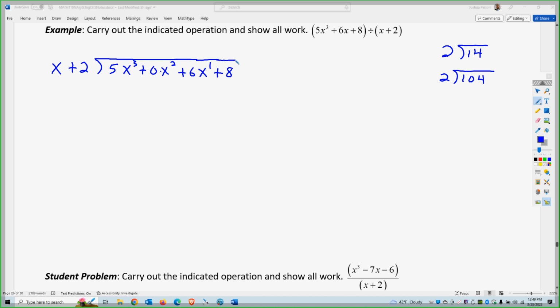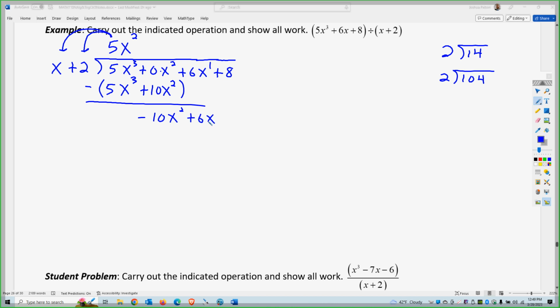Okay, so if I multiply this by 5, I'm just going to get 5x. So I need really an x squared there, so it'll give me 5x to the third. Then I multiply this times the 2, so I get 10x squared. And now what you notice is they actually line up properly. So when I subtract, I get negative 10x squared. We'll bring the 6x down.